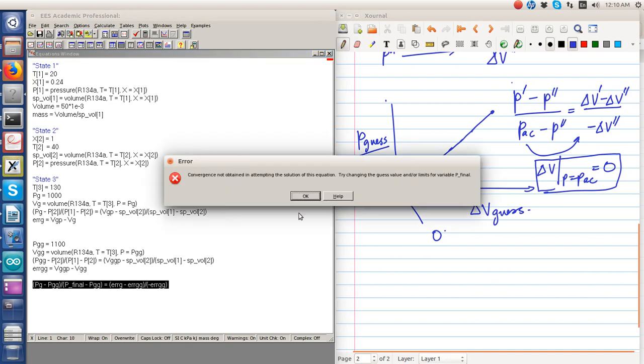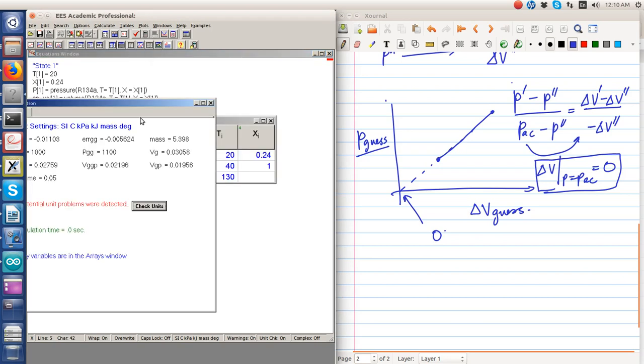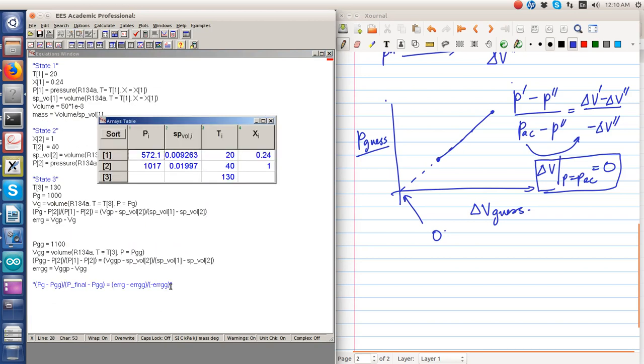Okay. Convergence is not obtained. Try changing the guess value for P final. Okay. These are the standard issues faced in EES, because EES is trying to find the value from a guess value. Without this line, if you comment out this line, it's no problem. Everything is fine.